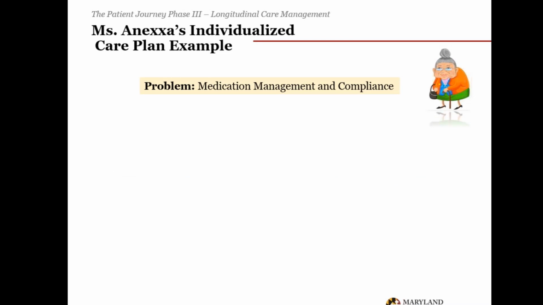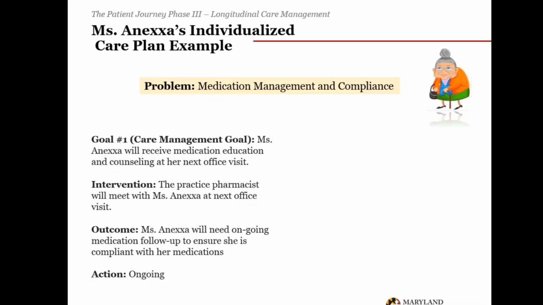Again, going through a quick care plan. If the problem was medication management and compliance, you can set a care management goal where Ms. Anexa will receive her medication education and counseling at her next office visit. The intervention is that the practice pharmacist will meet with Ms. Anexa at her next office visit. Now, this is if you have a pharmacist co-located, or you can call one in for her. Ms. Anexa will need ongoing medication follow-up to ensure she's compliant with her medication, and this action is ongoing.